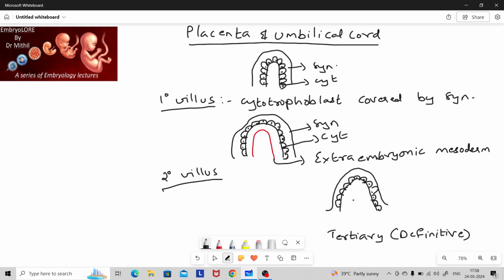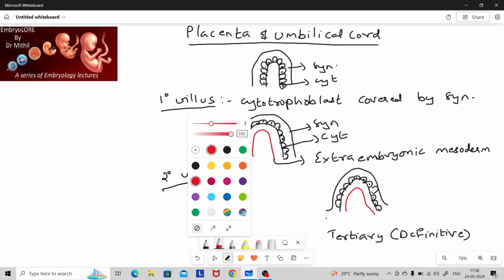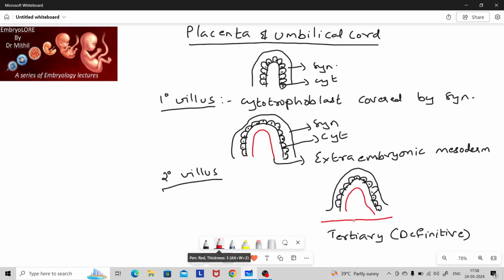Okay, so now after this one, that is the extra embryonic mesoderm, the red color layer, the third one. And now what will be seen is that there will be an artery here, and there will be a vein.